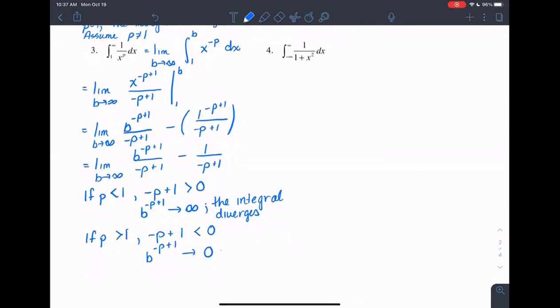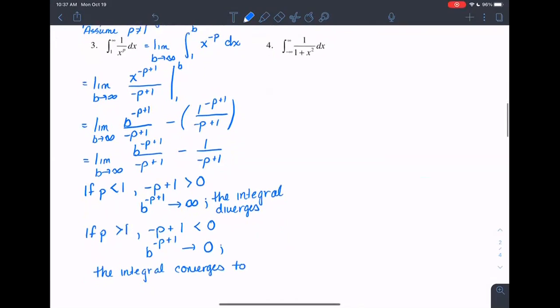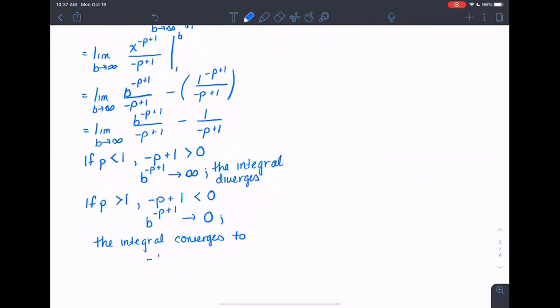And that means that the integral converges to what we have in the second term, to -1 over -p plus 1, which is kind of ugly looking. So I'm going to multiply by -1 over -1 and get 1 over p minus 1.